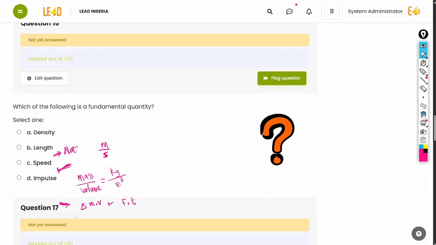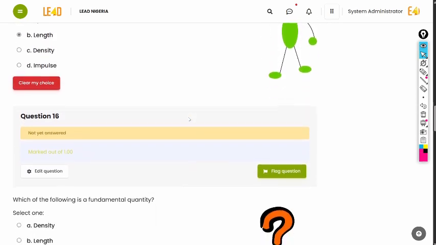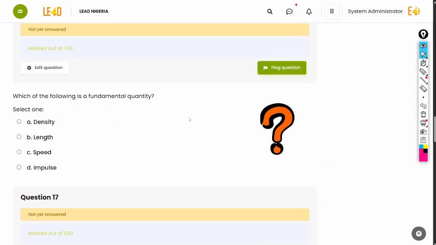Let's take question 16, which says, which of the following is a fundamental quantity? I think it's exactly the same as the previous question. Yes, exactly the same as the previous question. So, okay.